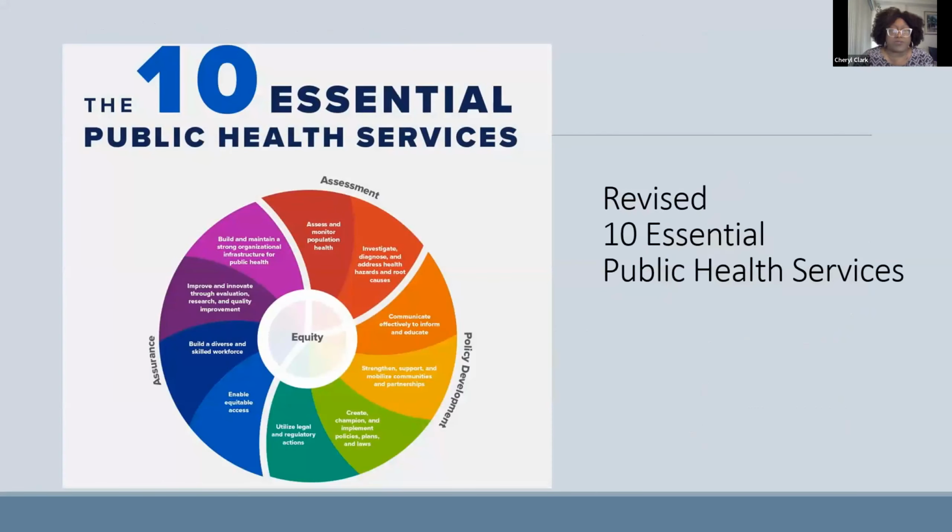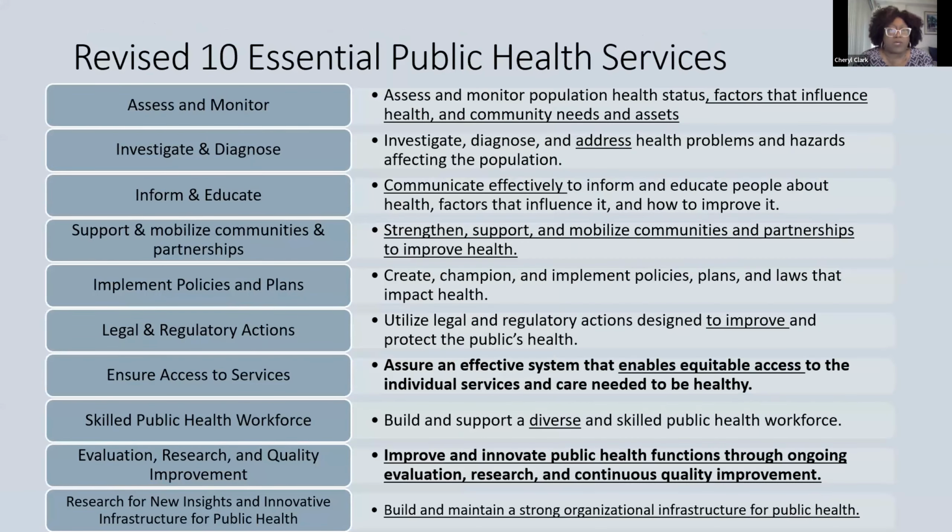So what we can do is, of course, we have our lovely Essential Public Health Services that's now revised and has equity at the center of it, and listing it out. The underlying things that you see are kind of the adds, in my opinion, compared to the prior version that focuses a lot on equity. And so the bolded lines you will see there: ensure access to services. And the important thing is to ensure not only access to services, but an effective system that enables equitable access to individual service and care needed to be healthy.